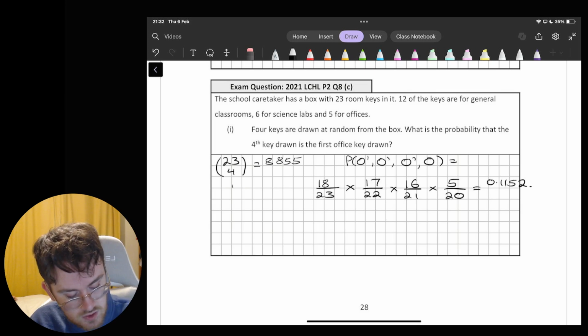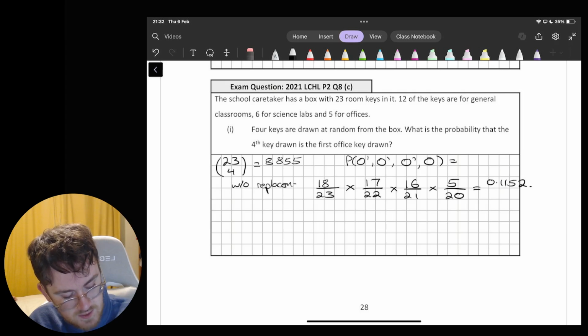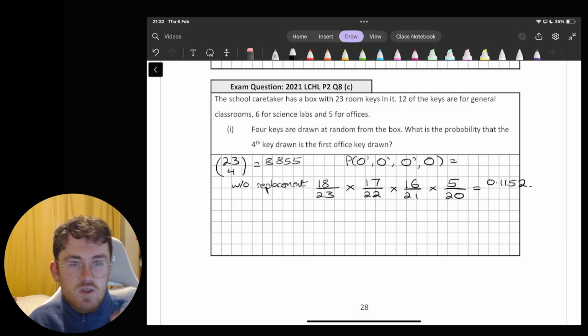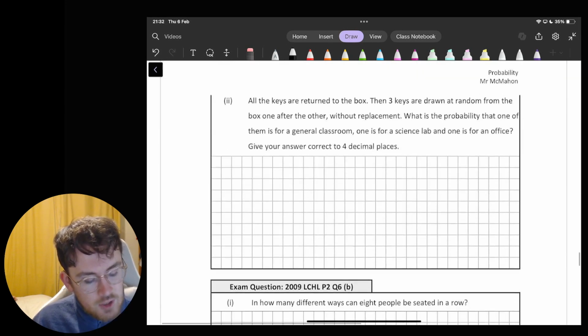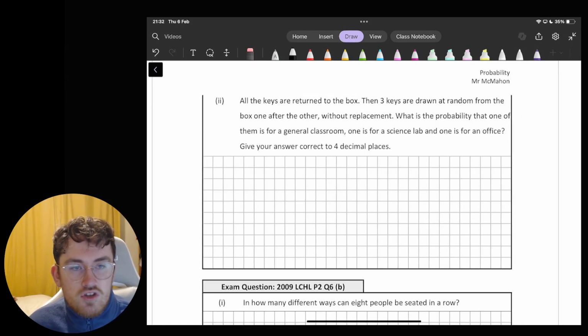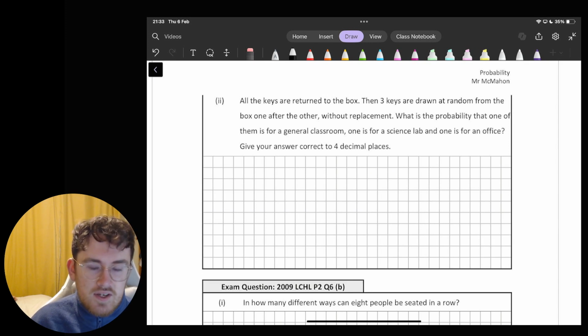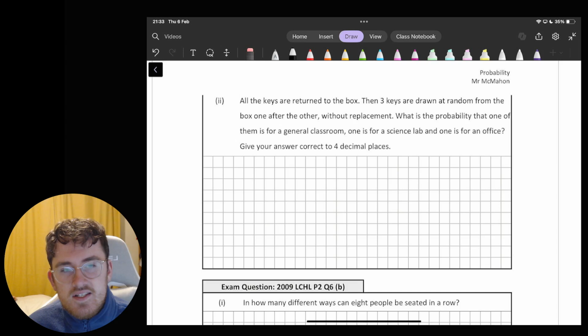So that's without replacement. I'm fairly sure, if I remember right, the marking scheme for that one considered without and with replacement because the question doesn't really specify. Looking at part 2, all the keys are returned to the box. 3 are drawn at random from the box, one after the other, without replacement. So maybe the fact that it mentions replacement here suggests that there is replacement on the first one. What is the probability that 1 is for classroom, 1 for science, and 1 for office?